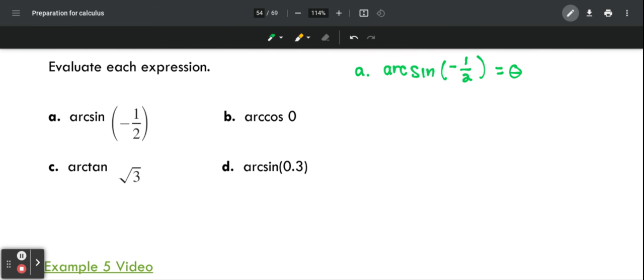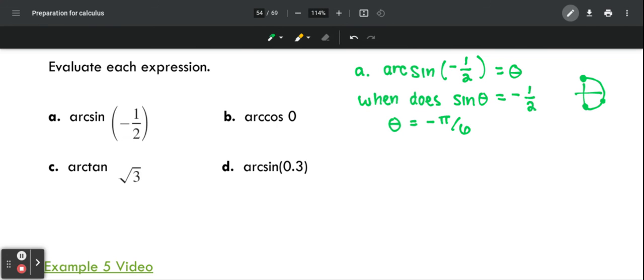So we're saying, when does the sine of theta equal negative 1/2? And remember, we're restricted from negative pi over 2 to pi over 2. So when does the sine, which is your y, equal negative 1/2? Right there, which would mean that our theta would have to be negative pi over 6. We couldn't use 11 pi over 6 because we're outside of that restricted domain.